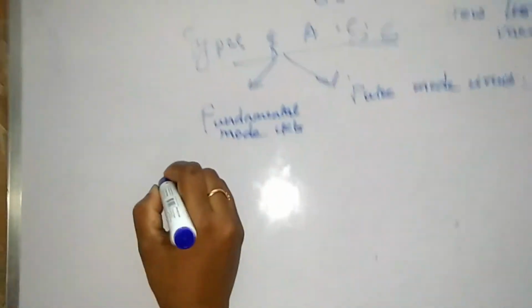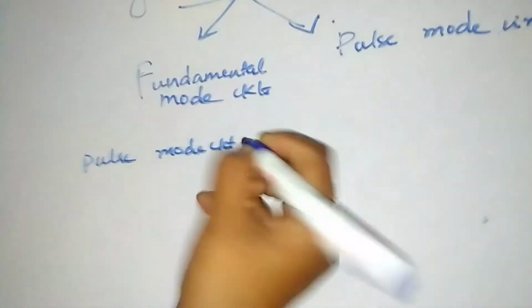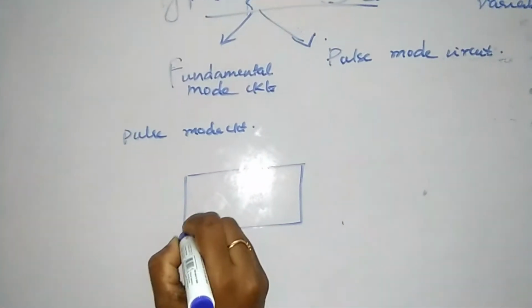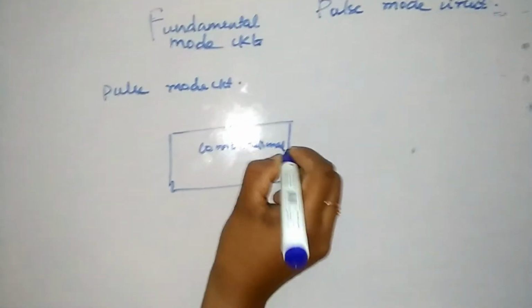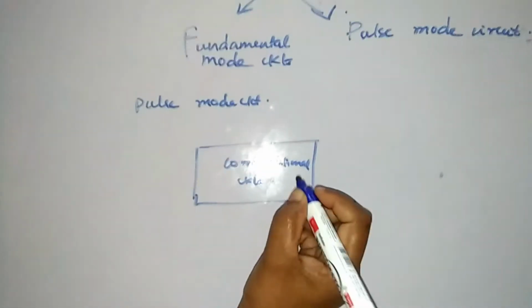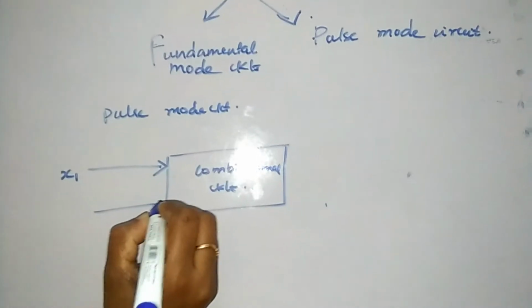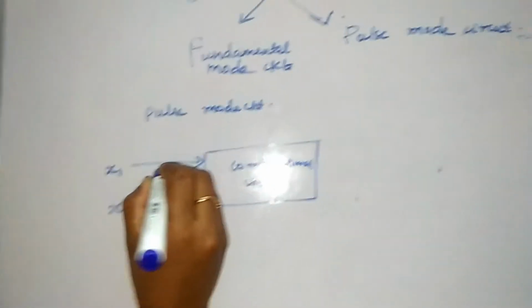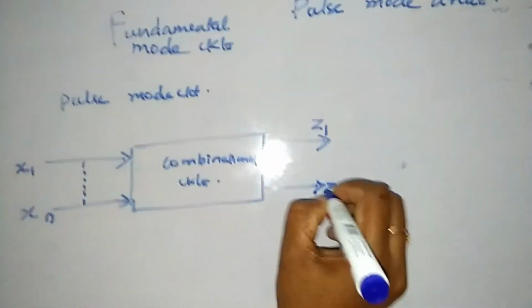So let me draw first the pulse mode circuit for you all. The pulse mode circuit is very easy. Here you have a combinational circuit, which is fully made up of gates. And I have the inputs, which I shall name X1 to Xn. You have many inputs over here, and let me name the outputs as Z1 to Zm.